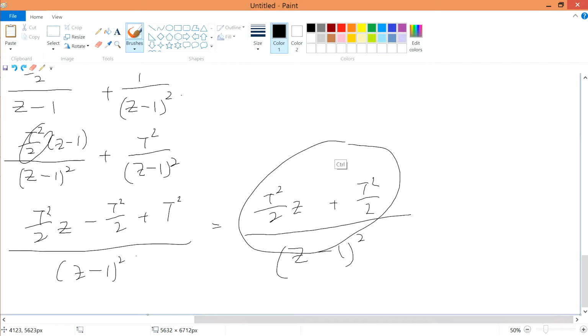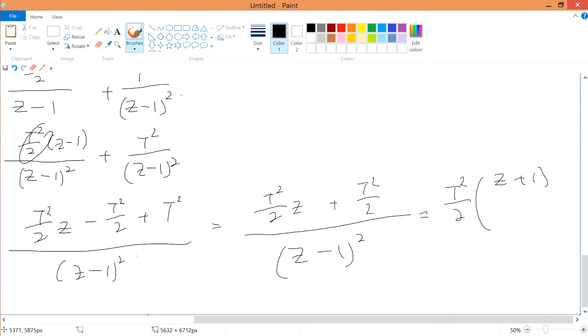This thing over here, this is t squared over 2, the constant. I factorize them out. I have t squared over 2, z plus 1. This is the numerator. So I factorize t squared over 2.